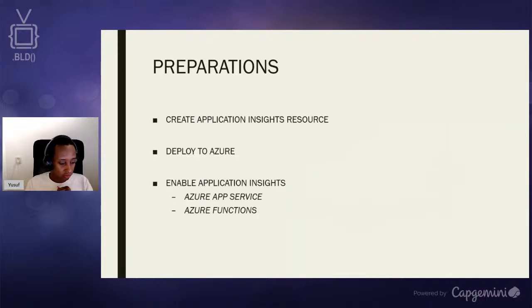Before you can start monitoring and debugging, you first need to do some actions. So you need to create the Application Insights resource. You need to deploy both of your services, the API and the Azure function. And then on both of the resources, you need to enable Application Insights. Now I'll be showing you the first part, creating the Application Insights in the Azure portal.